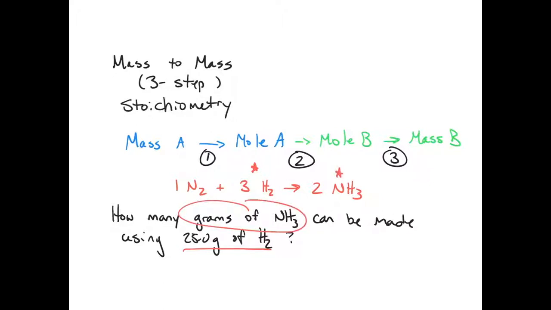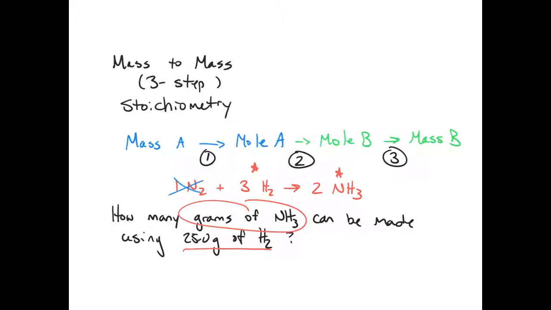And the only one that I'm not using, and so I can cross it out of my problem, is the N2. I really don't care about the N2. Remember, the only thing that you're worried about is what you have and what you're trying to find. In stoichiometry, there's really only 2 things, known and unknown. All the rest is extra information.